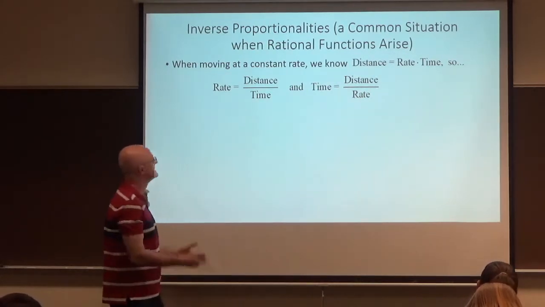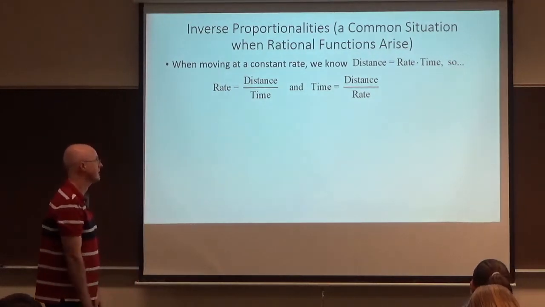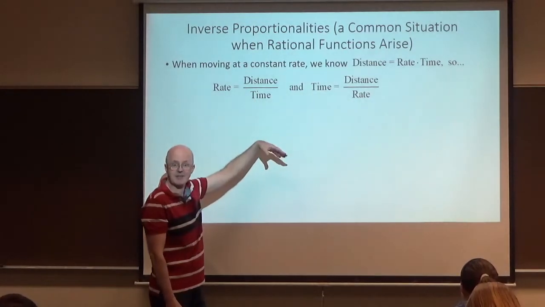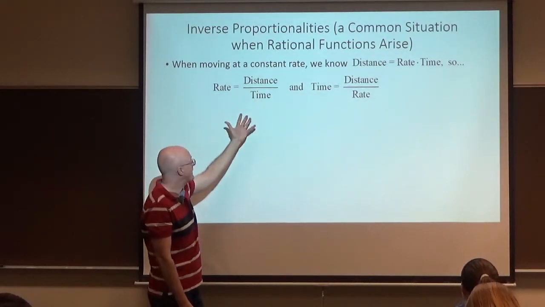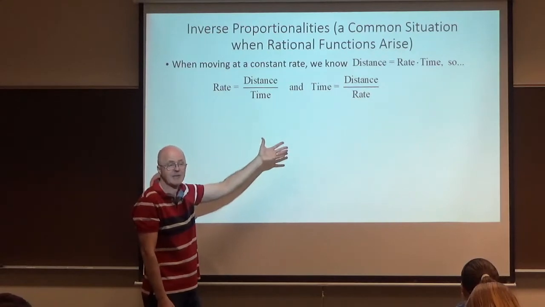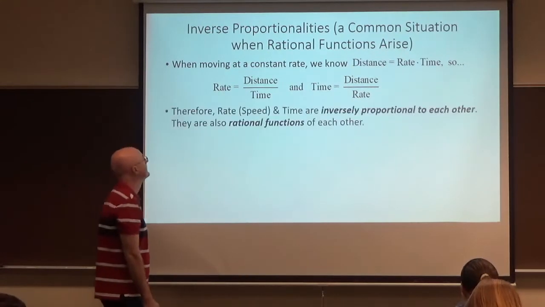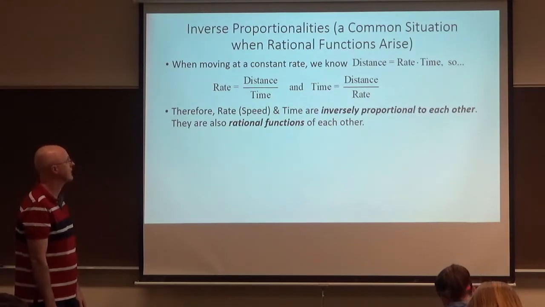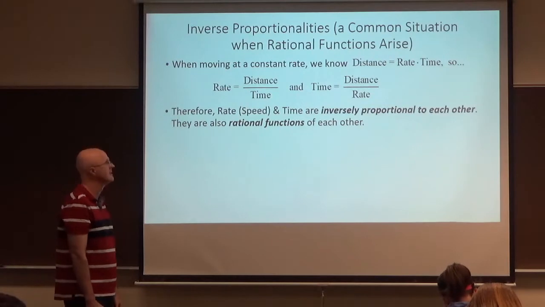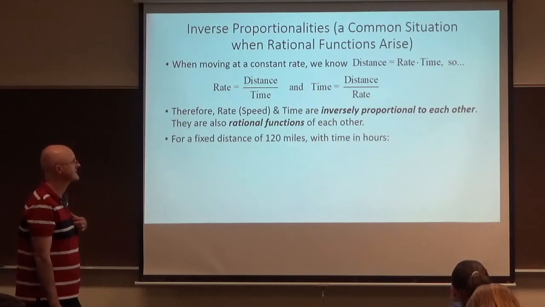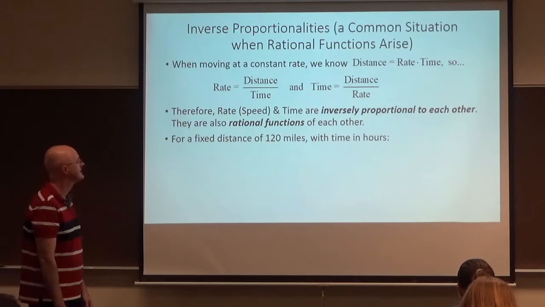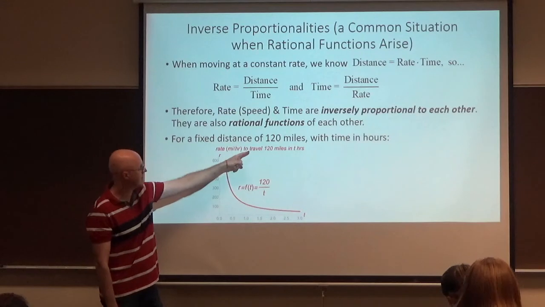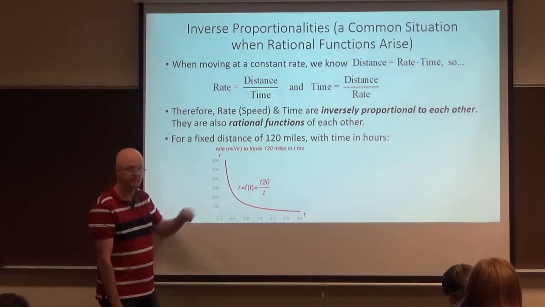Okay? This is a representation of inverse proportionality where the dependent variable is something divided by the independent variable. Which one's dependent and which one is independent? It depends on how you're thinking about it. What's the application? They also, because of that, generate rational functions. So for example, again, for a fixed distance of 120 miles in time in hours, the rate that you need to go to travel 120 miles in t hours is given by this function.